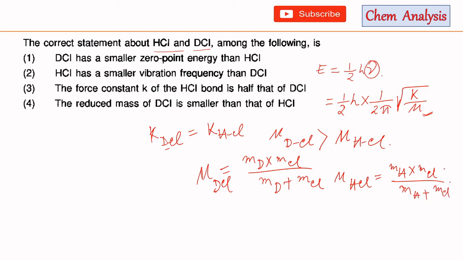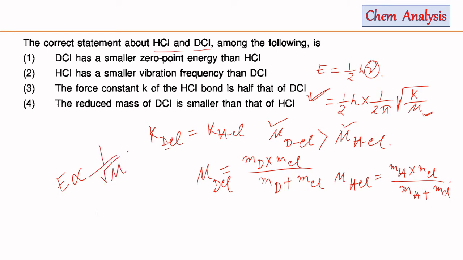And if you put all the values for deuterium, chlorine and hydrogen, you will get that mu DCl is greater than mu HCl. Now from this equation we can see that E is inversely proportional to root over the reduced mass. Since the reduced mass of DCl is higher than that of HCl, the zero point energy of DCl will be less than that of HCl. So it is clear that the first option is the correct answer. So let's see the next three options.